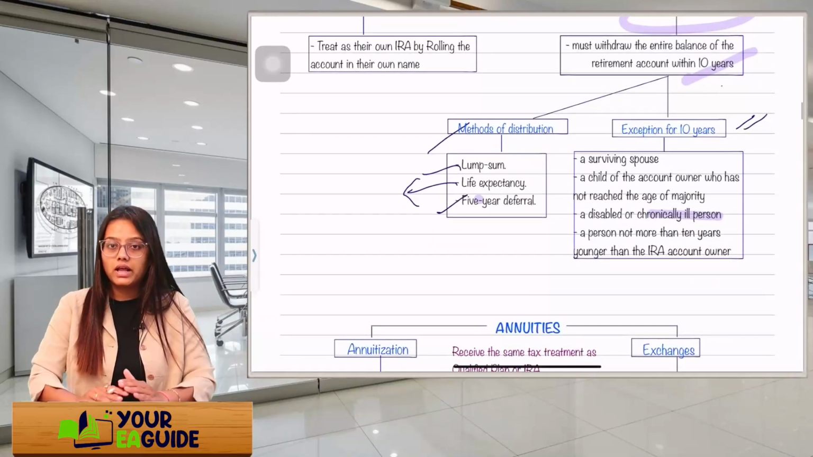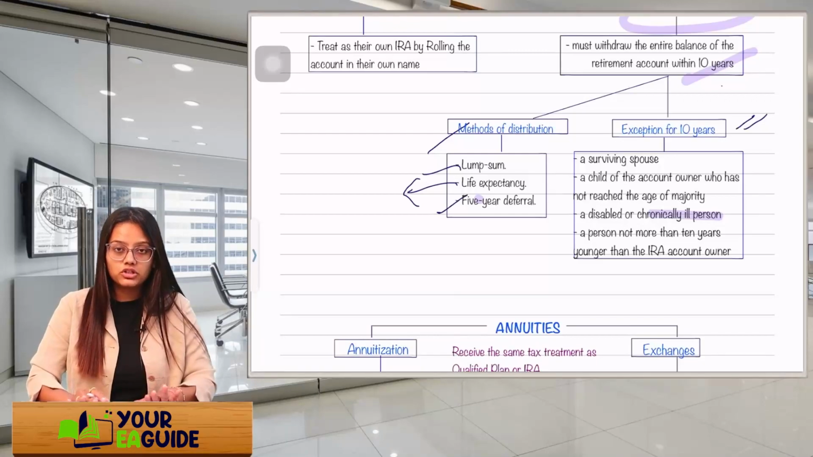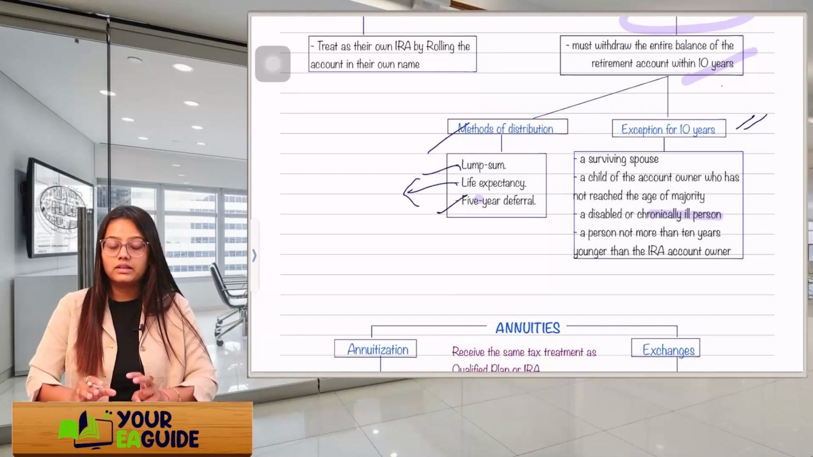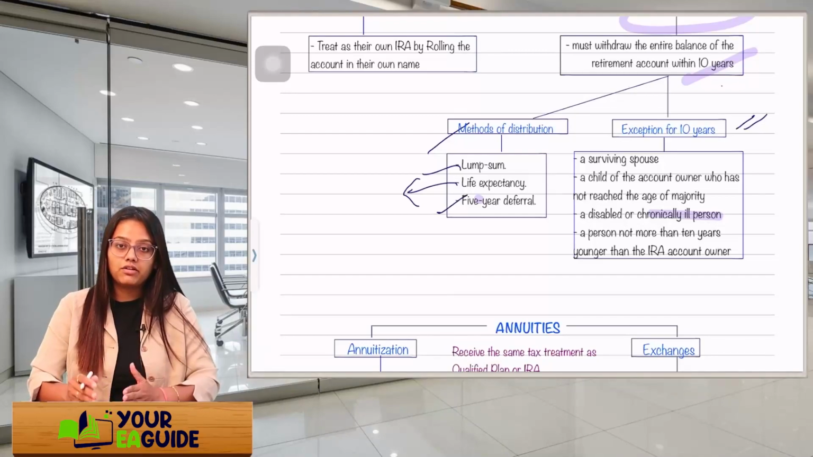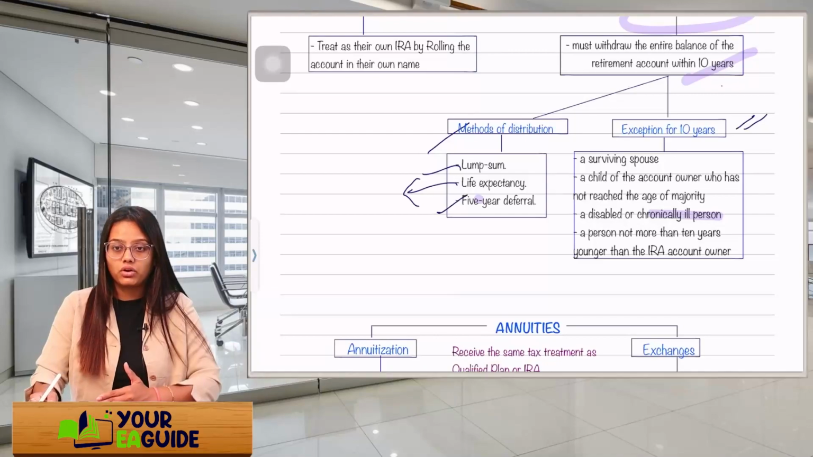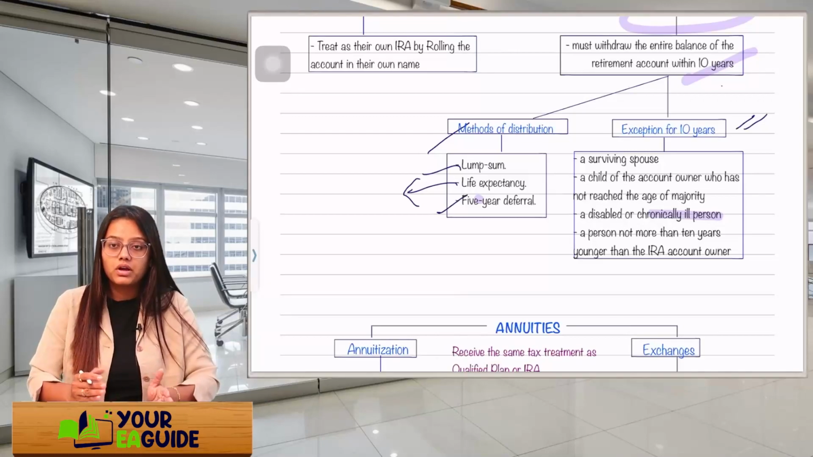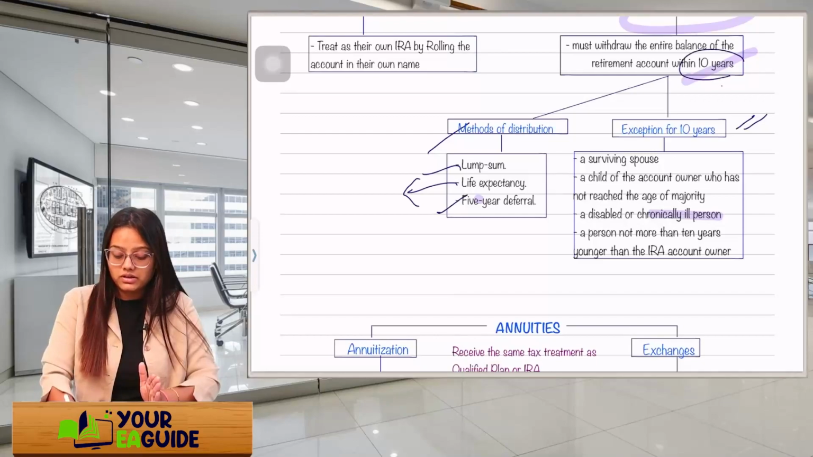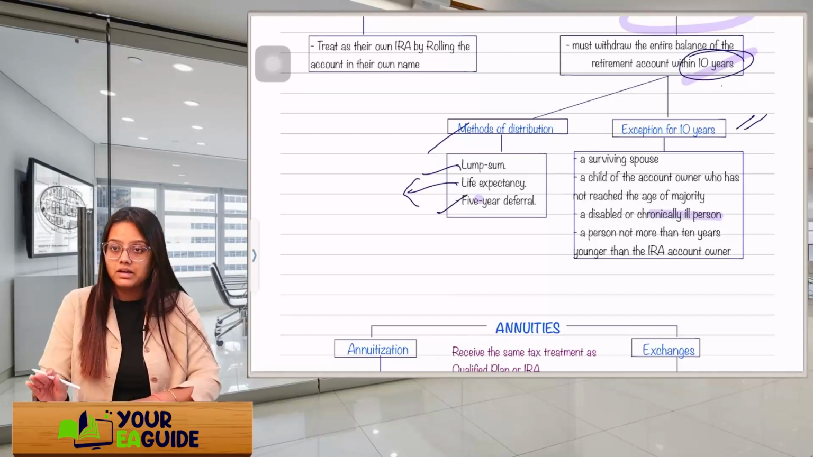Exception for 10 years. Okay, who is not eligible for the 10 years? See, a spouse can withdraw at any time. There is no compulsion that the surviving spouse should withdraw it within 10 years only. Second, if a child is going to be the account owner and has not reached the age of majority, then he will get the excess only after attaining the majority at 18 years. Third, if a person is disabled or chronically ill, then the 10 years time limit for withdrawing the amount will be excluded.